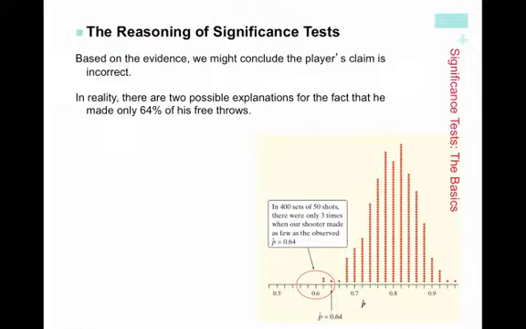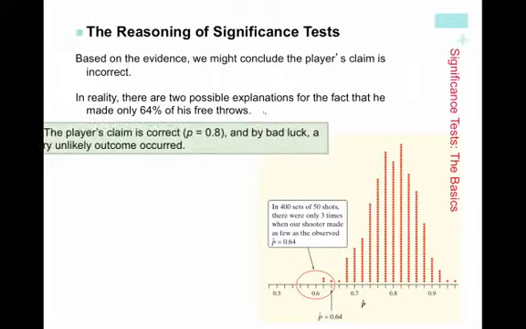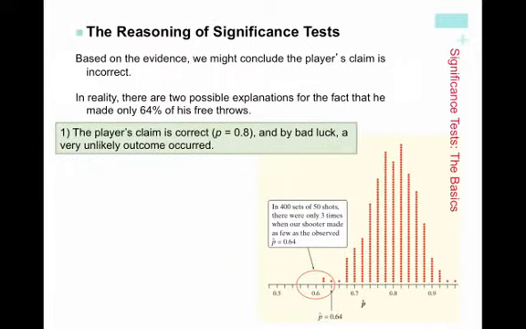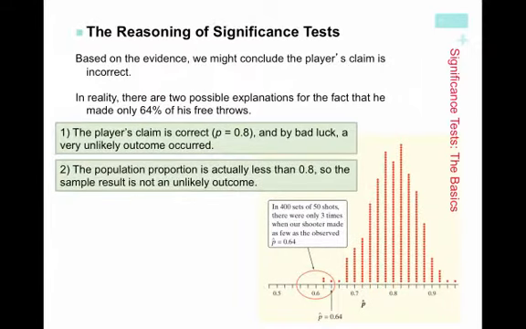But just because we're claiming that the player's claim is incorrect, based on our evidence, there's two possible reasons for why he might have only made 64%. The first reason would be that the player's claim is correct, but he had very bad luck, and a very unlikely outcome occurred. Or the population proportion is actually less than 80%. He's a liar. So the sample result is not unlikely. The true proportion is wrong.